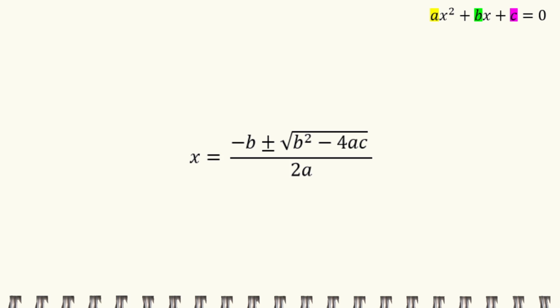X is equal to negative b plus minus the square root of b squared minus 4ac over 2a. In this formula, a refers to the first coefficient that sits next to x squared, b is the coefficient that sits before x, and c is your constant coefficient.